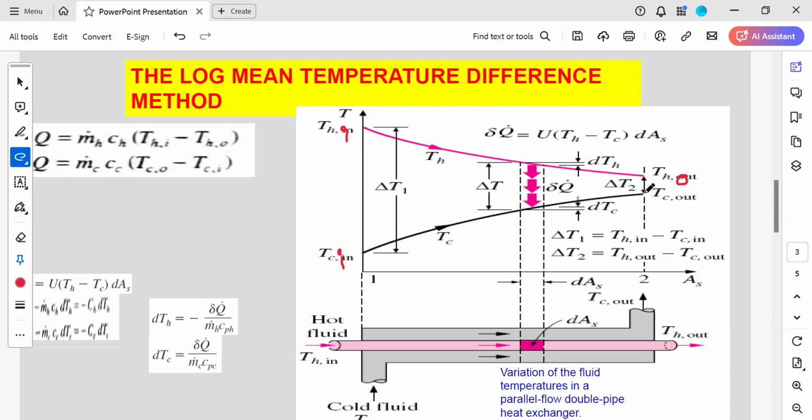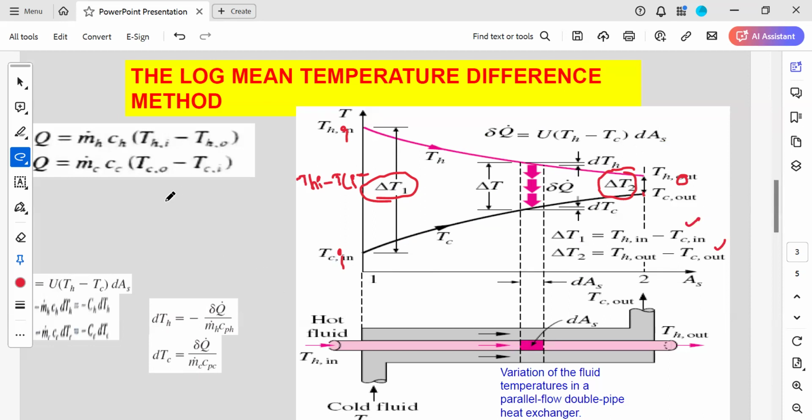This will be TC naught, the cold fluid outlet temperature, and this is delta T1, the temperature difference between the hot fluid and cold fluid at section 1. This is called delta T2, the temperature difference at section 2. So delta T1 is THI minus TCI, and delta T2 is TH naught minus TC naught.